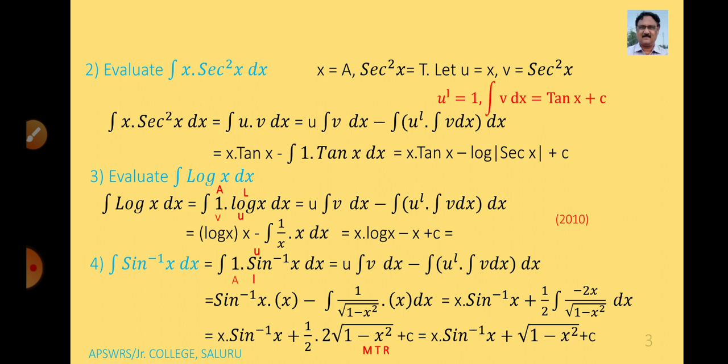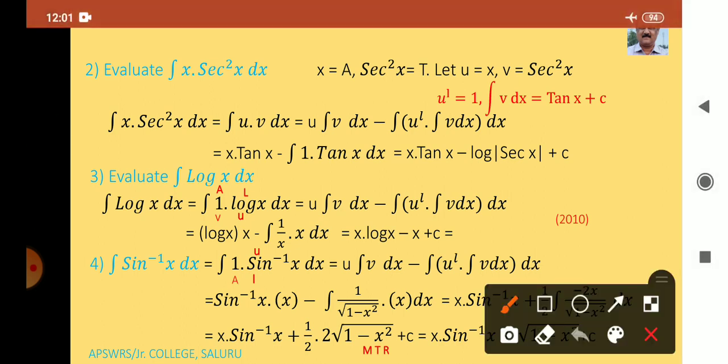Integral x into secant square x dx. Here the x is algebra function A. Secant square x is trigonometric function T. So x is A and secant square x is T. In LIATE, A comes before T.